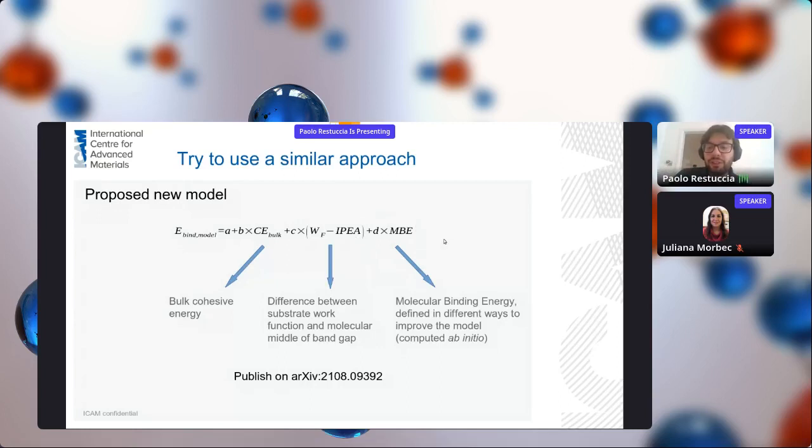And then again, we consider an ab initio term that we just simply call molecular binding energy, which is defined in different ways in order to try to improve the model. And I will show you in a while how it's performed. If you're interested in all the computational details, we published this work on arXiv, and this is the reference.